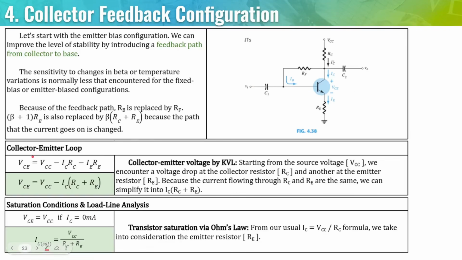So again, for the collector emitter loop, we do the same thing. VCC minus IC times RC plus RE. So again, it's the same as earlier. IC is the same current flowing through RC and RE. The saturation condition is the same also. It's VCC all over RC plus RE because again, they are on the same path.